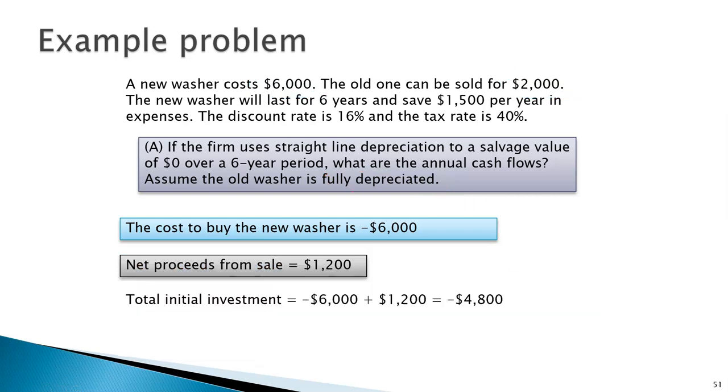Right. Now notice this reduces the amount of initial investment required because we wouldn't buy the new one without getting rid of the old one. Right, so if we decide to do this project, then at the very beginning we'll spend $6,000, but we'll get $1,200 back from the after-tax gain from selling the old one. So what it really costs us to start this project is $4,800. Okay, so that's our beginning investment there.